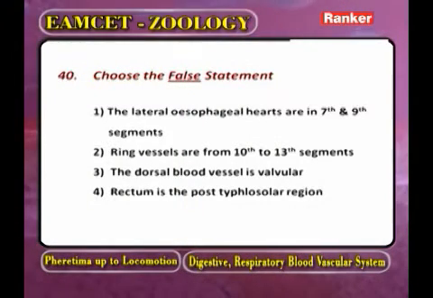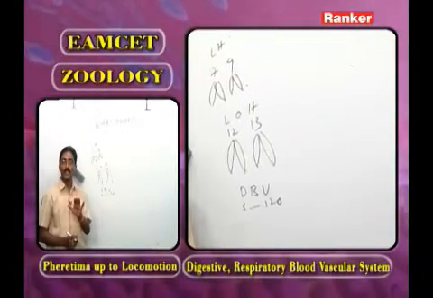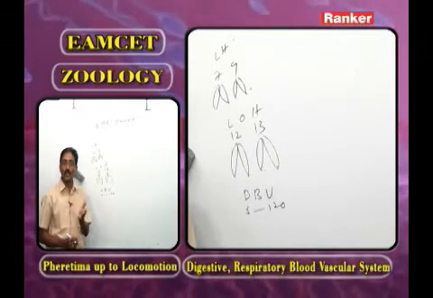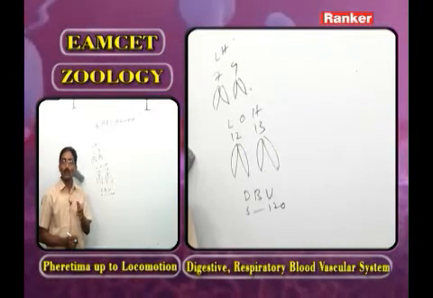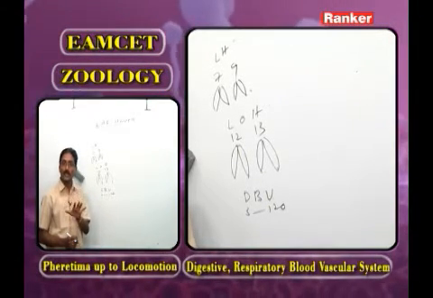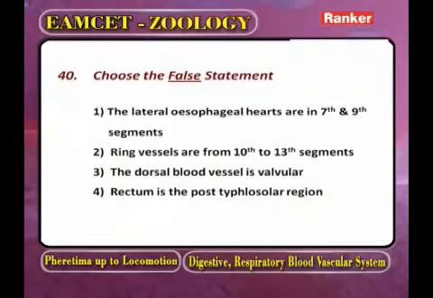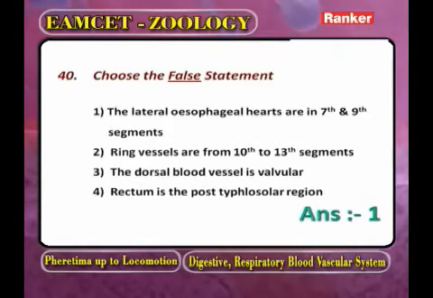What about the fourth? Rectum is post-typhlosolar region. We know very well, in the last 23 or 25 segments, the post-typhlosolar region is present. Here, no typhlosole. It is also called rectum. It opens out through the anus. Now, based on this information, what is the false statement? That is the first one. The answer is first. Now, move to the next question.